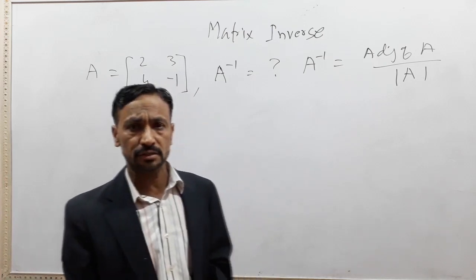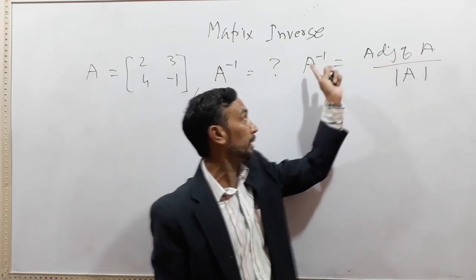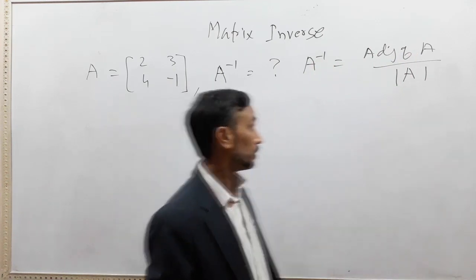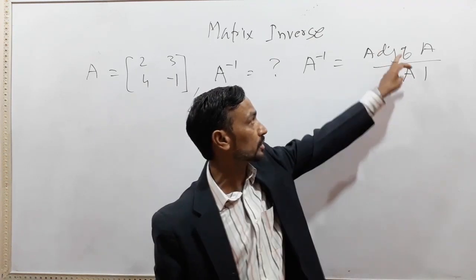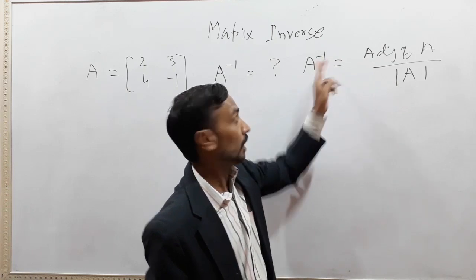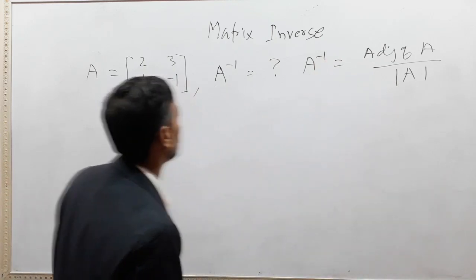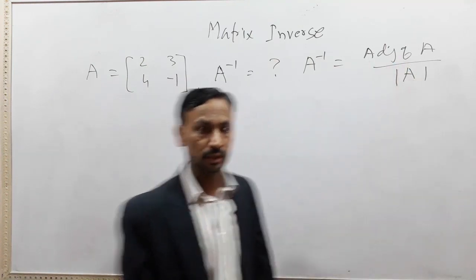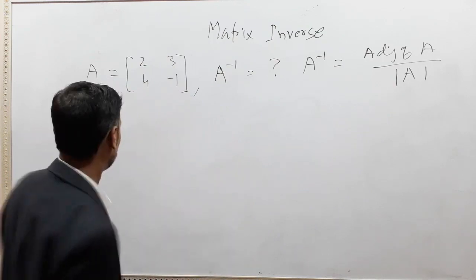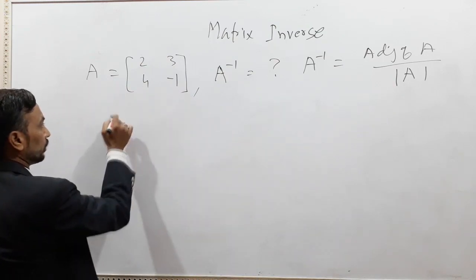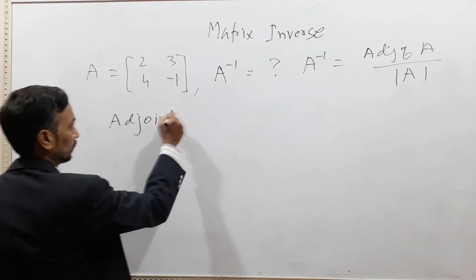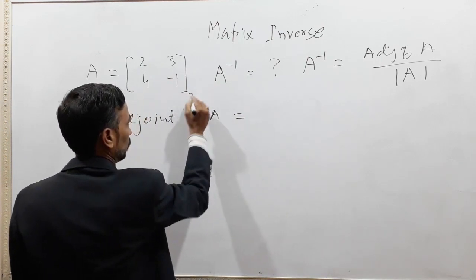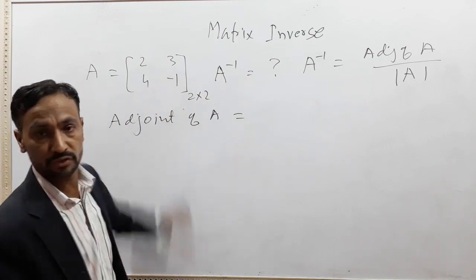So you need two things: you need the adjoint of the matrix whose inverse you are going to find out, and you need the determinant of that matrix. If we have these two, then we can easily come to know the inverse of the matrix. Let's discuss how to find the adjoint of a matrix, especially a 2 by 2 matrix, which has 2 rows and 2 columns.